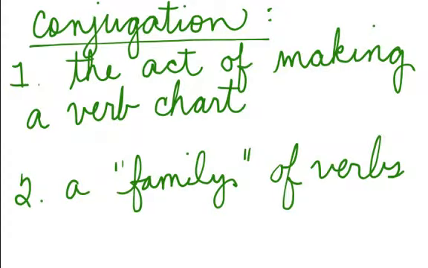Similarly, the word conjugation has two big meanings. One is the act of making a verb chart. Like if I tell you to conjugate a verb, maybe amo, you would start writing amo, amas, amat. That's conjugation, the act of conjugating a verb. The second meaning is a family of verbs that all act the same. So, for example, second conjugation verbs all have that long E in their stem.